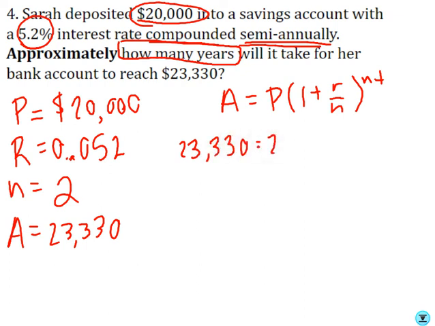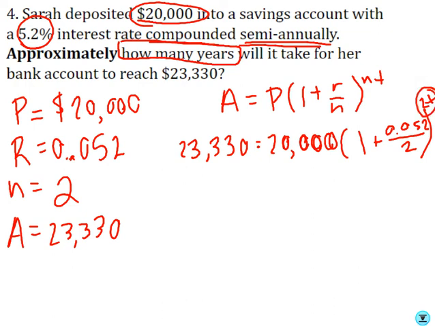23,330 is equal to 20,000 times 1 plus 0.052 over 2 to the 2t. So now this is our formula. Now we just have to go through and simplify.